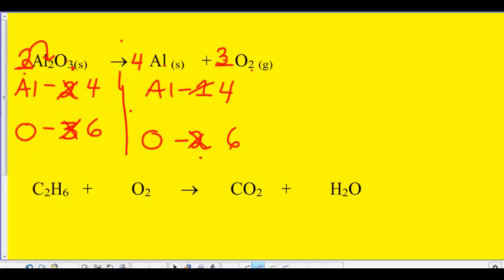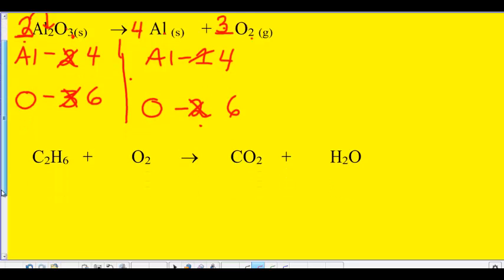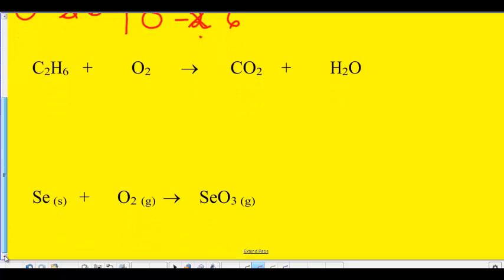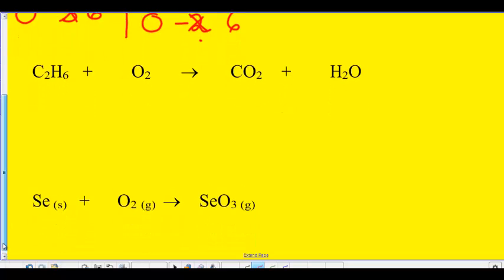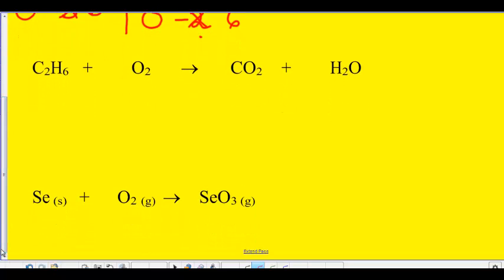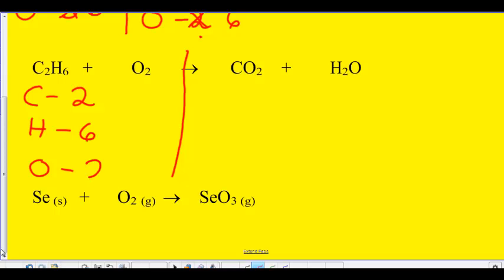So that time we had to put coefficients in front of everybody. So this balancing equations is kind of like a puzzle that you have to solve. I'm going to do one more, and then I'd like you to finish the others up for class tomorrow. So we draw a wall. We list, and we count. 2 carbons, 6 hydrogens, 2 oxygens.